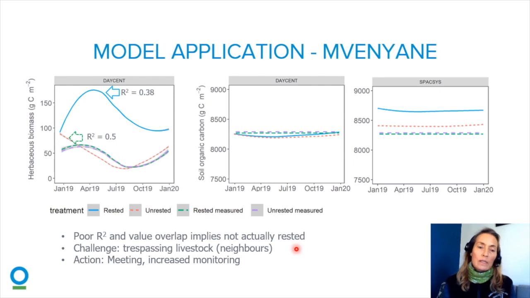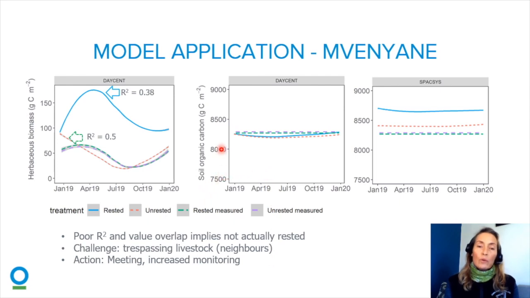The community does have a challenge with trespassing livestock either from their own areas or from neighbors, especially with no fences and so on. And it has stimulated action. There have been meetings about it and increased monitoring from our side and their side, and we're starting in this season now to see improved biomass in some areas of the communal area.